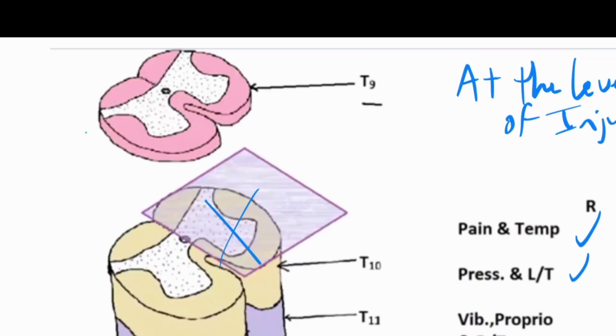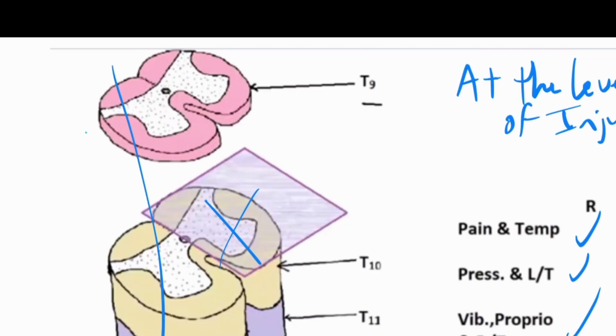Vibration, proprioception. Any problems on the right side? Right side goes all the way up, no problems there. On the left, they're going to lose it. Remember, these don't cross over until the medulla, so they go straight up the same column, the same side.